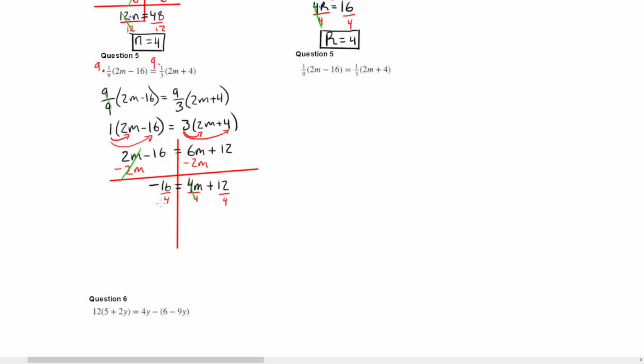So these guys cross out. 16 divided by 4 is 4. So negative 16 divided by 4 is negative 4. These cross out to 1. So I'm just going to write my m. And then 12 divided by 4 is 3. And now all I have to do is remove this guy. So minus 3, and cross these two out. And I will get m equals negative 7.